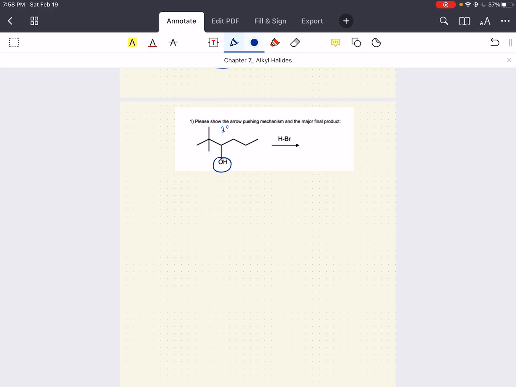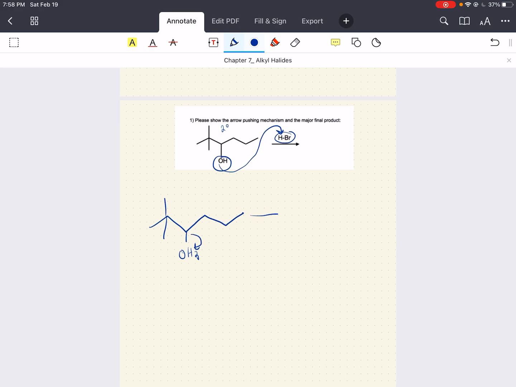Now, our alcohol group is not a good leaving group. So we will actually use bromic acid here. We're going to take the hydrogen and make this into water. Now this is a good leaving group and it will leave. So water goes bye-bye, and now what we have is a carbocation at that position.